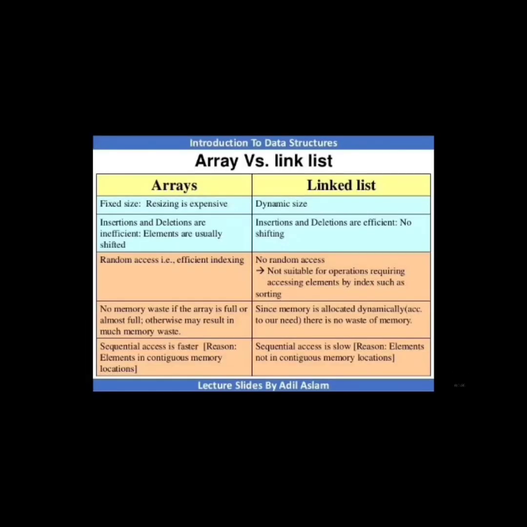There are some differences between arrays and linked lists, which is a most frequently asked question. And the first one is fixed size. In arrays, the size is fixed because resizing is expensive, whereas in linked lists, dynamic size is available. In arrays, insertions and deletions are inefficient because elements are usually shifted. In linked lists, insertions or deletions are efficient.